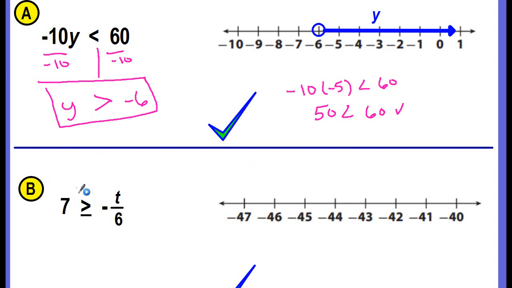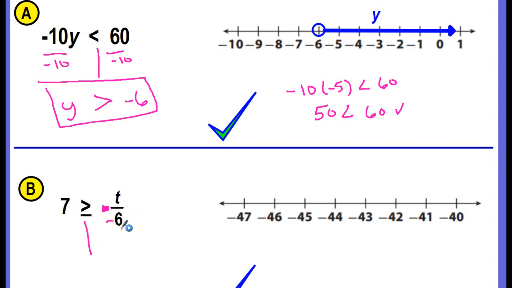Okay, one more example. 7 is greater than or equal to -t divided by 6. Okay, a lot of times you're going to see the negative sign in front of what looks like a fraction here, t divided by 6. We don't want to solve for a negative variable, do we? So we're going to put this negative sign with the constant, with the 6. So I'm going to write it here so I don't forget that and kind of cross it off here. And now I'm ready to do the math.